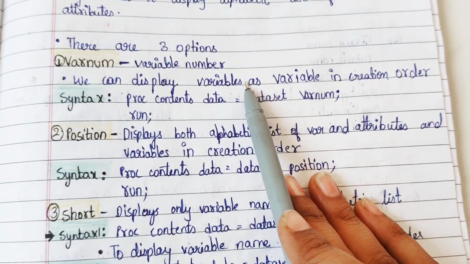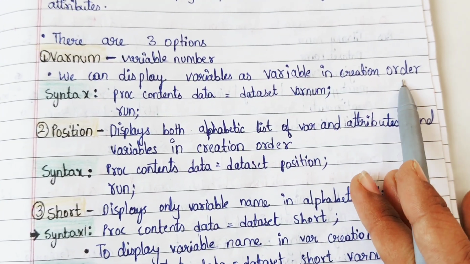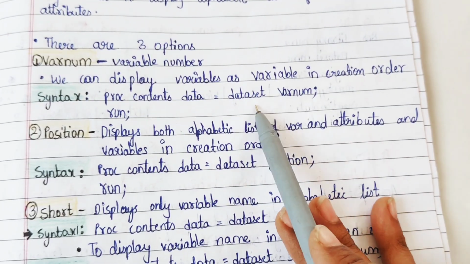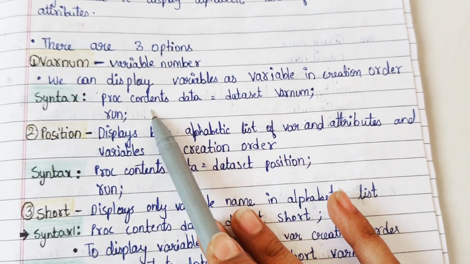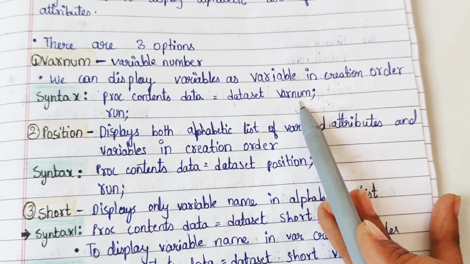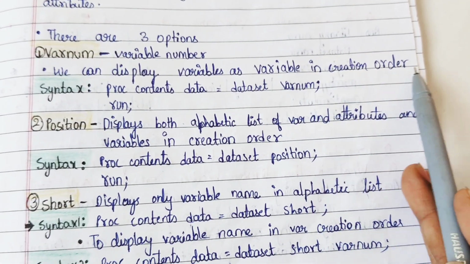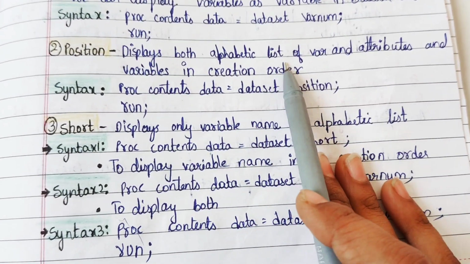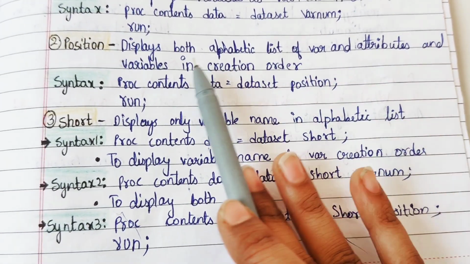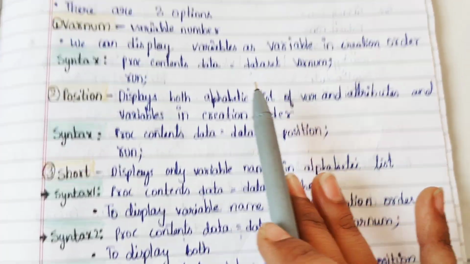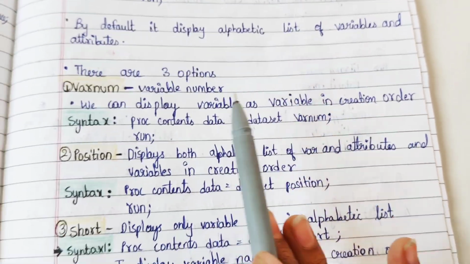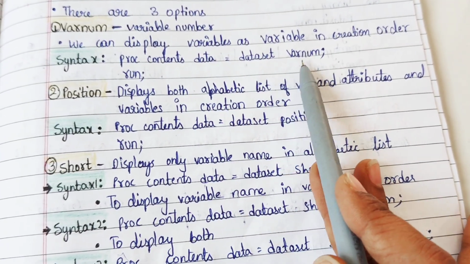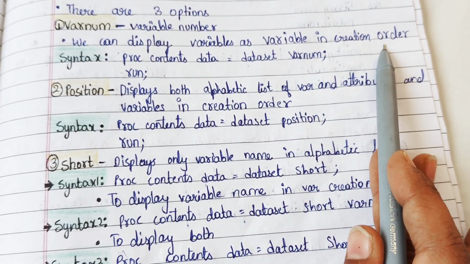We can display variables in creation order. So proc contents data equals data set varnum semicolon run semicolon. Here my option is varnum, so it will display variables in creation order. By default it will display the alphabetic list, right? And when we use varnum, it will print only the variables in creation order.